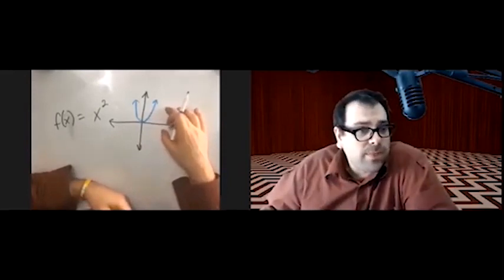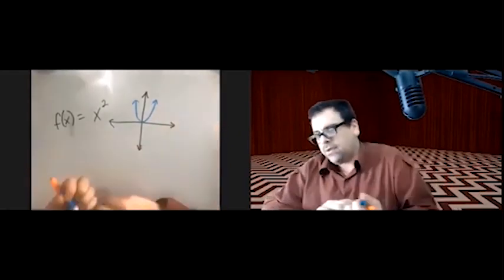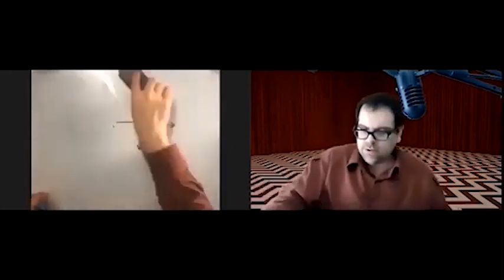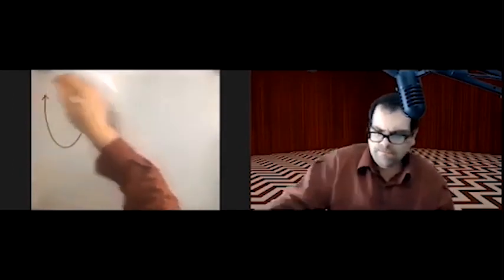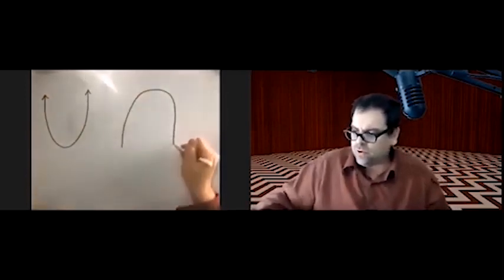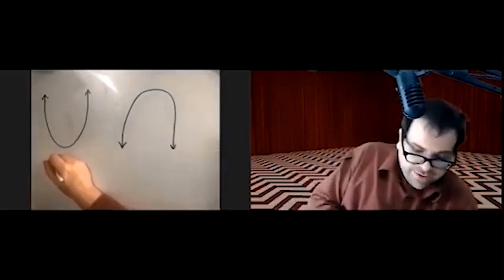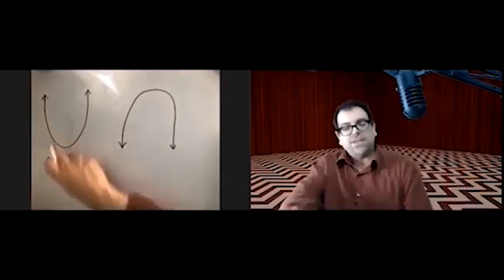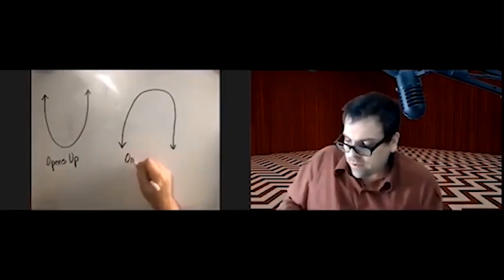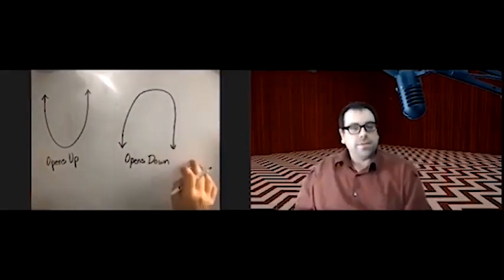Today, we're going to talk more about this type of graph. We're going to learn about some of the features. So what I'm going to do, instead of it being on a graph like that, I'm going to go ahead and draw two parabolas, one opening upward, one opening downward. And in fact, let's officialize that. When we say it opens up, we're talking about this shape. When we say opens down, we're talking about this shape.